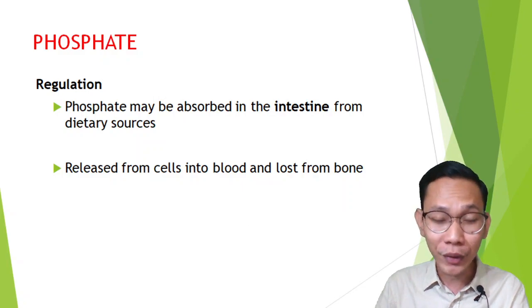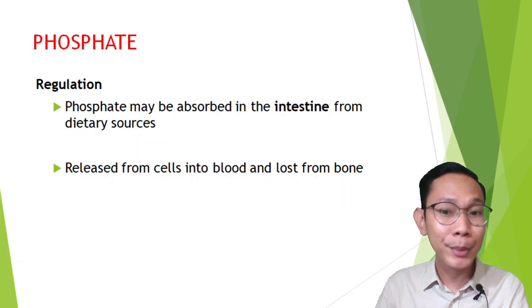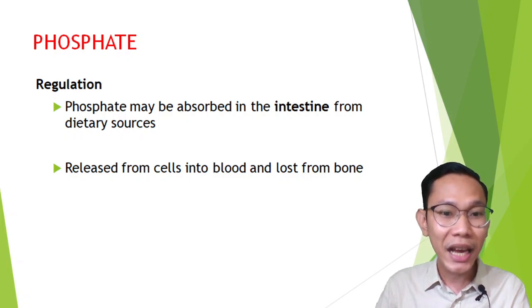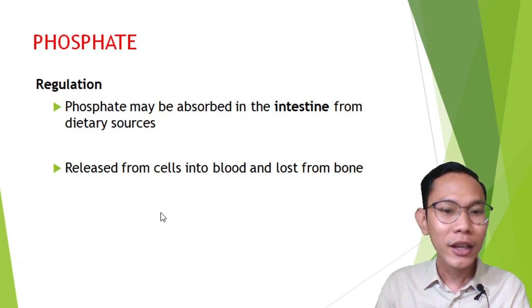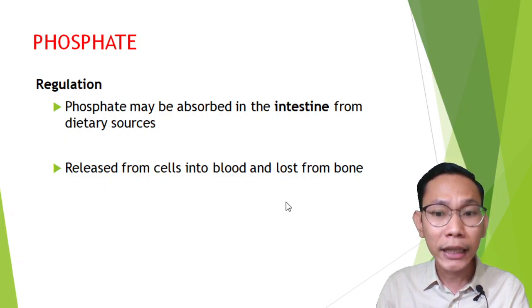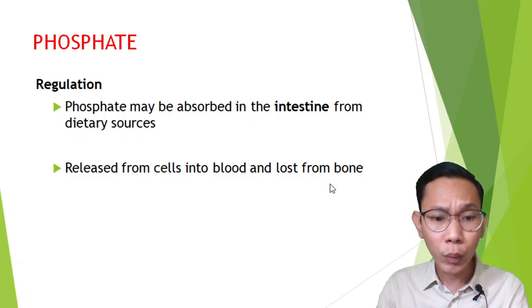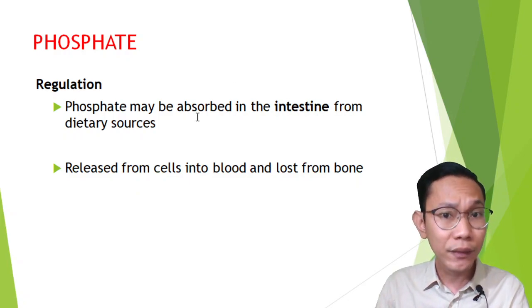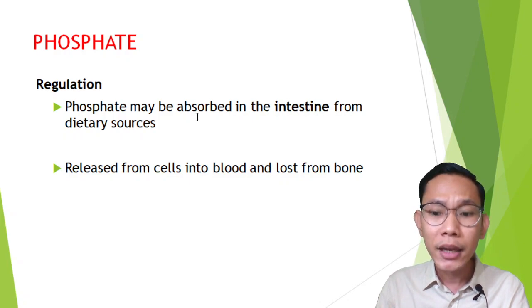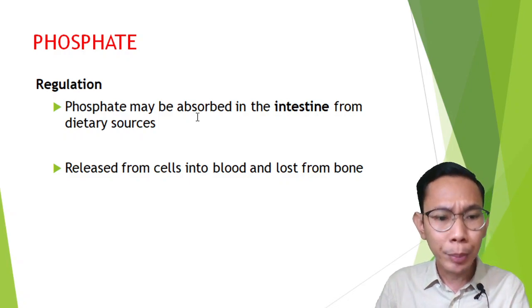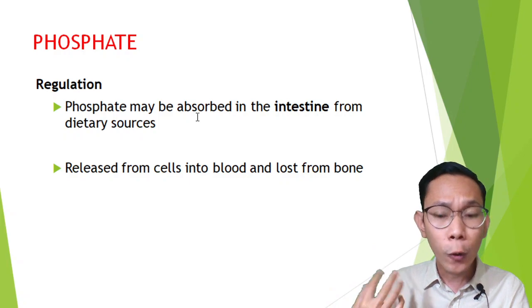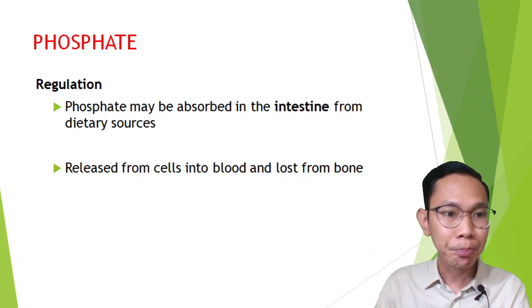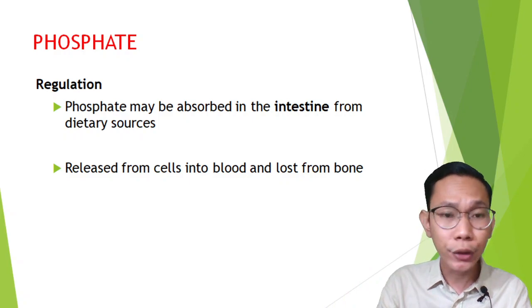Next, your phosphate. So how do we regulate your phosphate? So regulation, phosphate may be absorbed in the intestine from different dietary sources. So still including your calcium. Remember your calcium, di ba? Pwede din siyang i-reabsorb sa ating intestine, kasama ng ating phosphate. It is released from cells into the blood and lost from bone. So in healthy individuals, all of these processes are relatively constant and easily regulated by renal excretion or reabsorption of your phosphate. So your phosphate could just easily be reabsorbed from the kidneys or can be excreted also from your kidneys. That's also one way of regulating your phosphate.